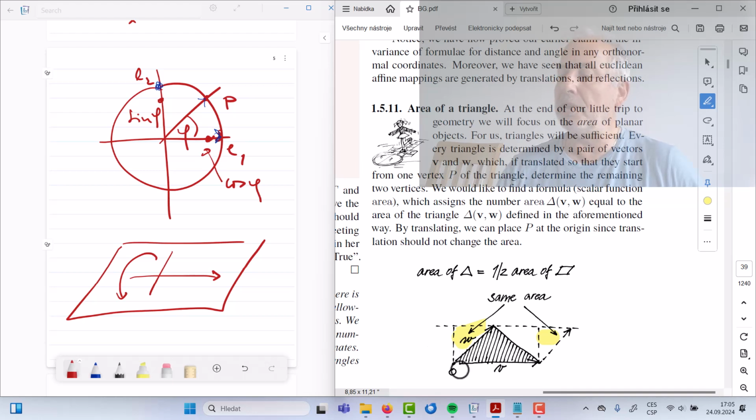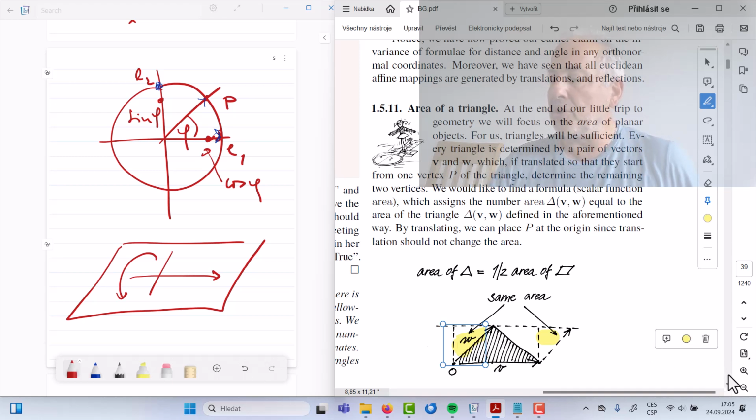And then it's clear that what we want to see is that the area of the triangle will be 1/2 of the size of one of the vectors times the size of the height. So the height of the triangle is what we want to see. So that's this one, right?